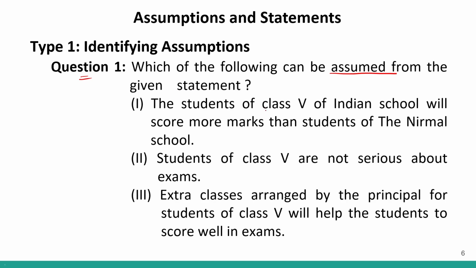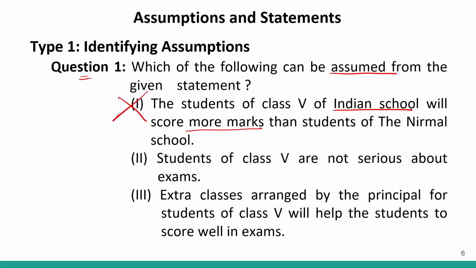The first one says the student of class 5 of Indian school will score more marks than student of the Nirmal school. Now, is there mention of Indian school anywhere in the statement? No, the statement does not mention Indian school anywhere. So how can we talk about comparison? If this school is not at all mentioned, how can this be an assumption? Assumption is something that is already kept in mind while creating the statement. In the statement, Indian school is nowhere mentioned, right? So this cannot be an assumption.